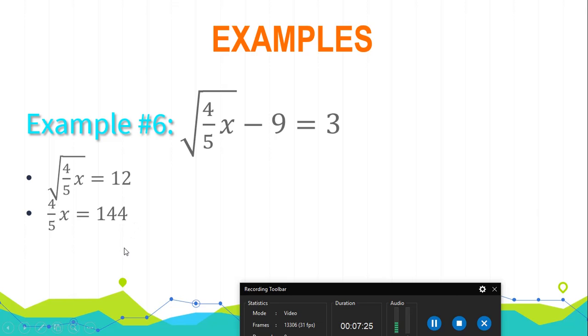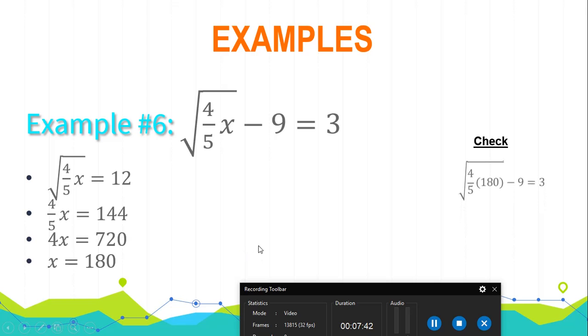I'm going to start the process by multiplying both sides by 5 to get rid of dividing by 5. And now I can go ahead and divide both sides by 4, giving me a solution of 180. Let's go ahead and run our check. So we'll sub in 180. 144 is a perfect square, and 12 minus 9 is 3. So 180 does work, and it's an appropriate solution.